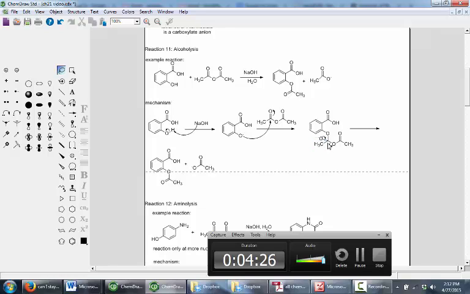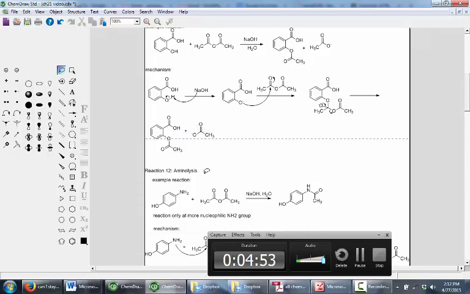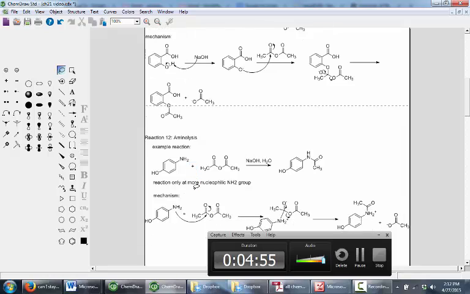Again, the collapse of anhydride tetrahedral intermediates always kicks off a carboxylate leaving group. Just like in the acid chloride reactions, we always kicked off a chloride leaving group. Here in the acid anhydride reactions, we're always kicking off a carboxylate leaving group. I reform the carbonyl, kick off the carboxylate leaving group. That has the effect of generating this ester product as well as a carboxylate anion. And again, hopefully none of this is surprising to you.